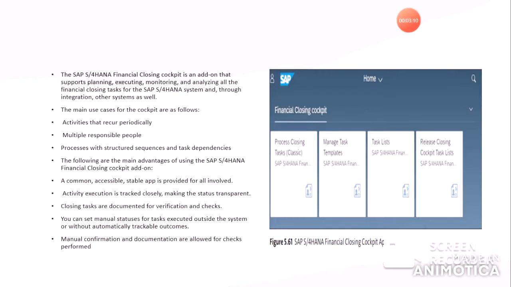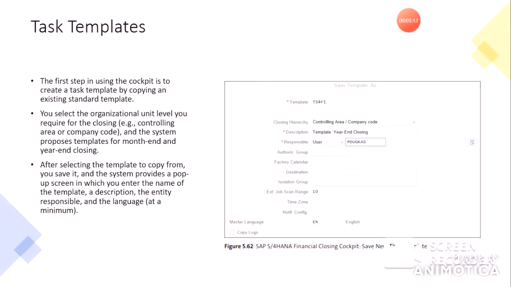Okay. And task templates, the first step. In order to use the closing cockpit, the first step is to create a task template by copying an existing standard template. You select the organizational unit level you require for the closing. Example, controlling area or company code. So closing hierarchy.